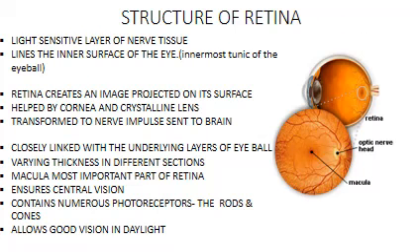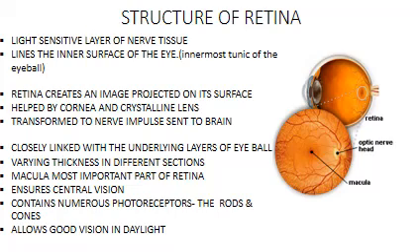Now let's look at the structure of the retina. The retina is the light-sensitive layer of the nerve tissue. It lines the inner surface of the eye and is considered to be the innermost tunic of the eyeball. The retina is the one which creates an image which is projected on its surface. It is helped by the cornea and the crystalline lens.